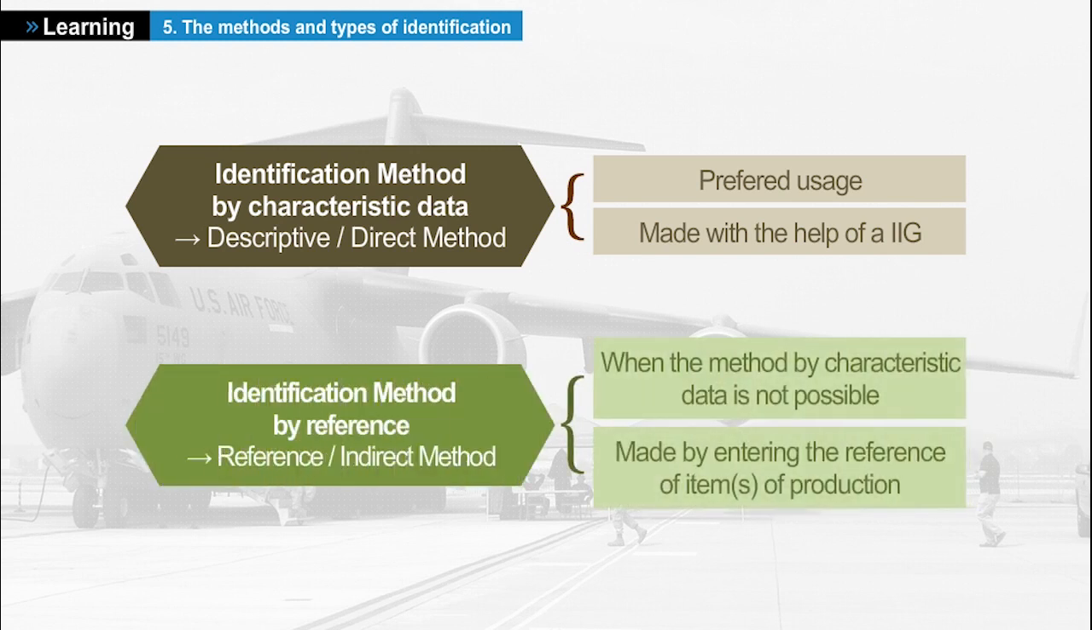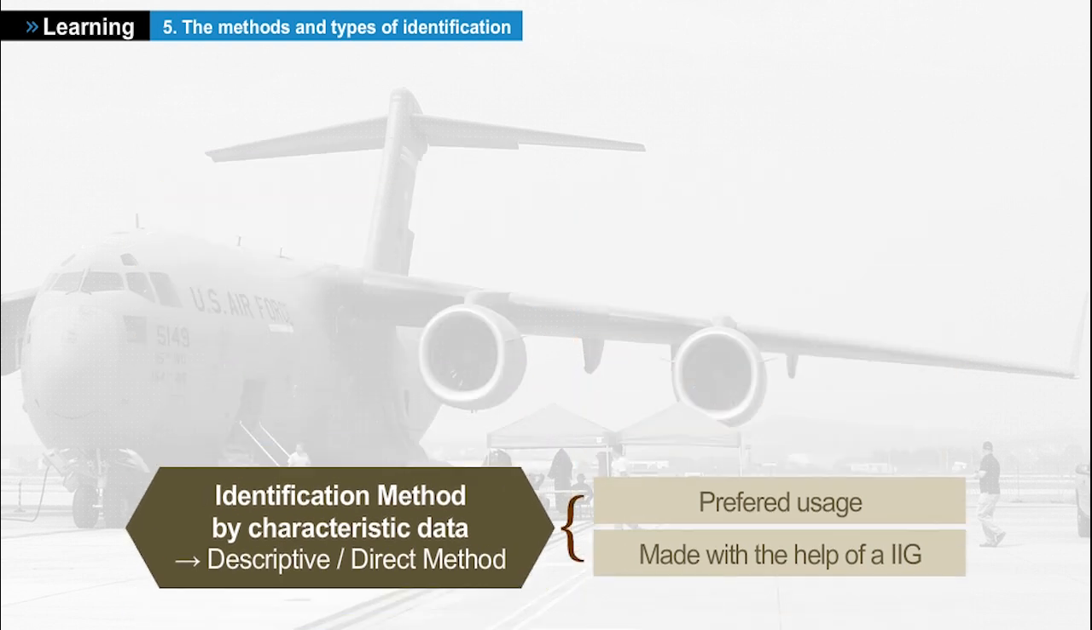Based on these elements, the codifier will choose between two different ways to carry out the identification of the item of supply: the descriptive method of item identification and the reference method of item identification. The descriptive method is the direct method to use whenever possible, especially when there is an approved item name. It establishes the identity of an item of supply by listing, with an item identification guide, the essential characteristics of the item which differentiate it from any other item.